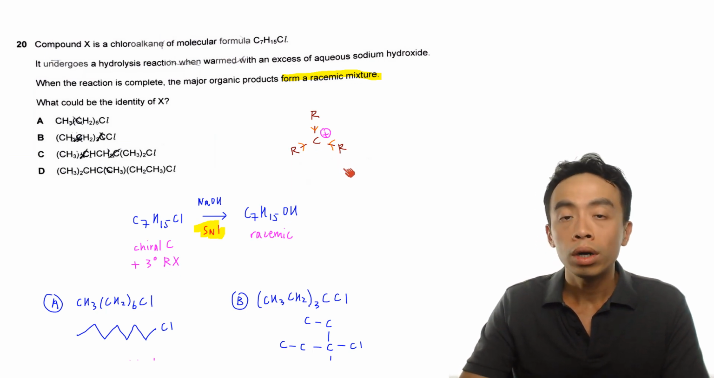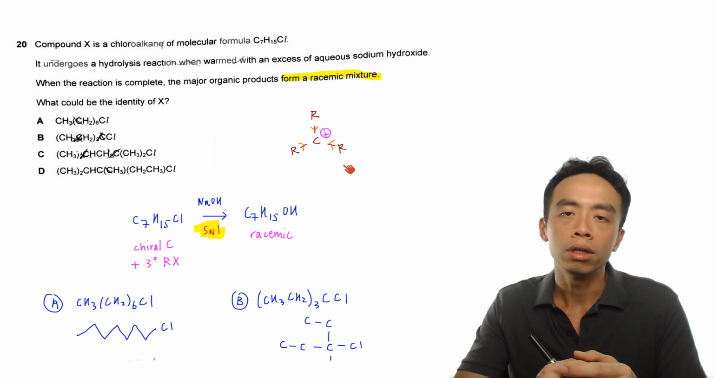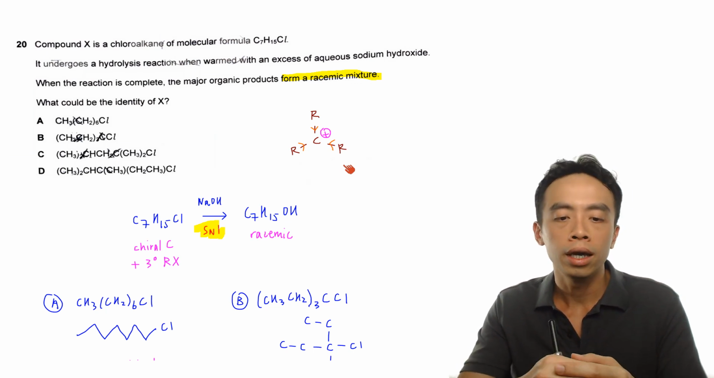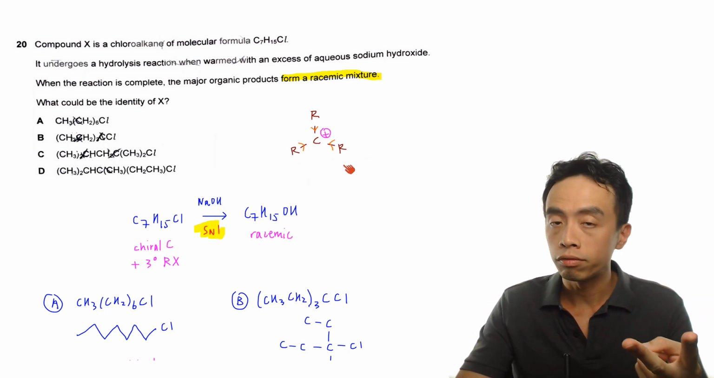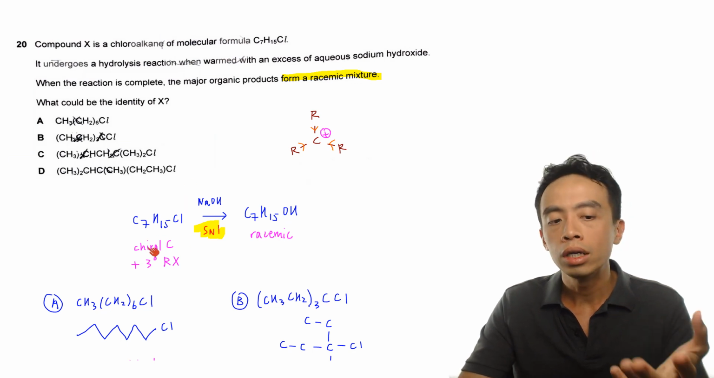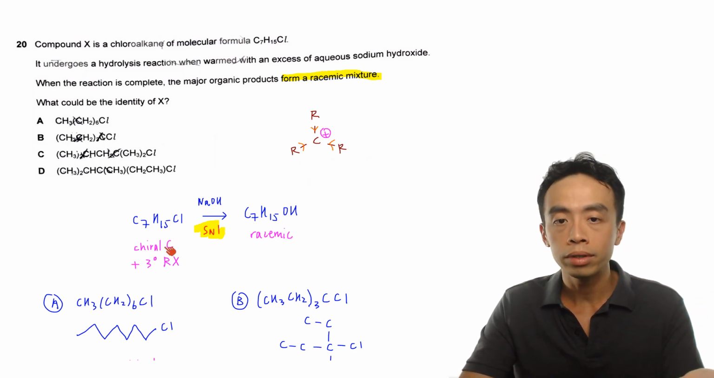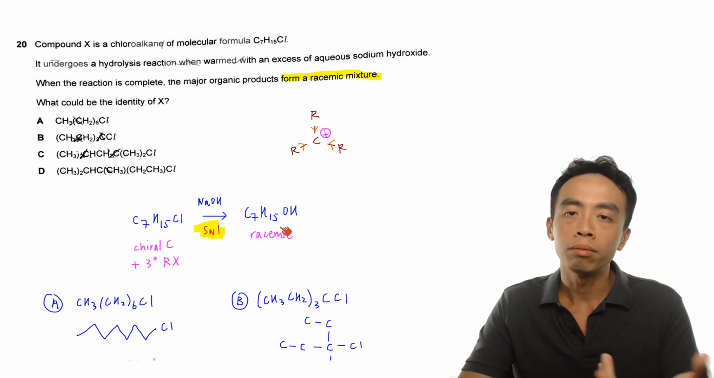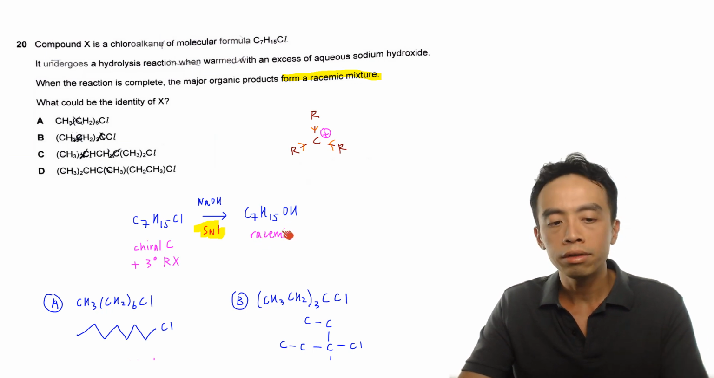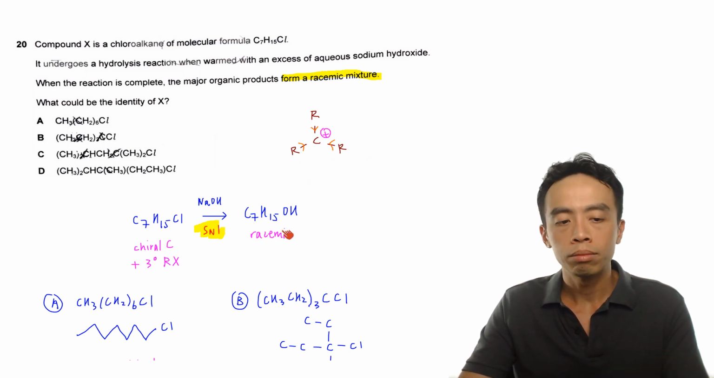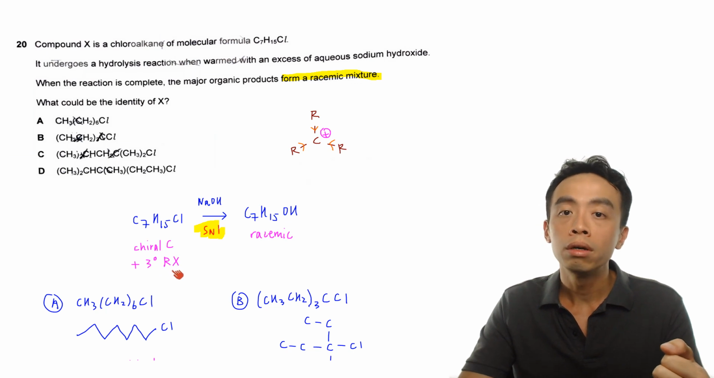So what this means is we will have to look at the 4 options, A, B, C, D, and there are 2 criteria we will want to fulfill, right? The first criterion is, do I have a chiral carbon? It has to be a chiral carbon in the first place. Then it can form a racemic mixture. Then the second thing is, out of all these chiral carbons, which one of them is a tertiary halide?